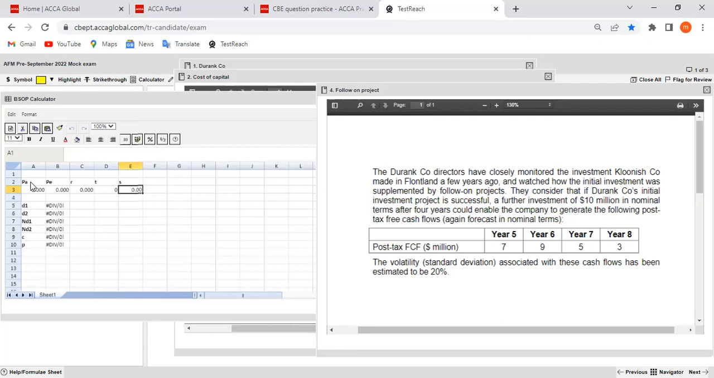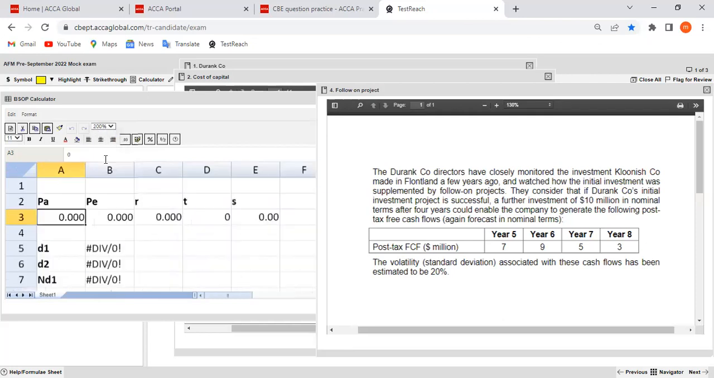Now tell me, guys, as this is a real option, a call option, you have to go for a follow-on project. What is the PA? PA is the present value of cash flows.